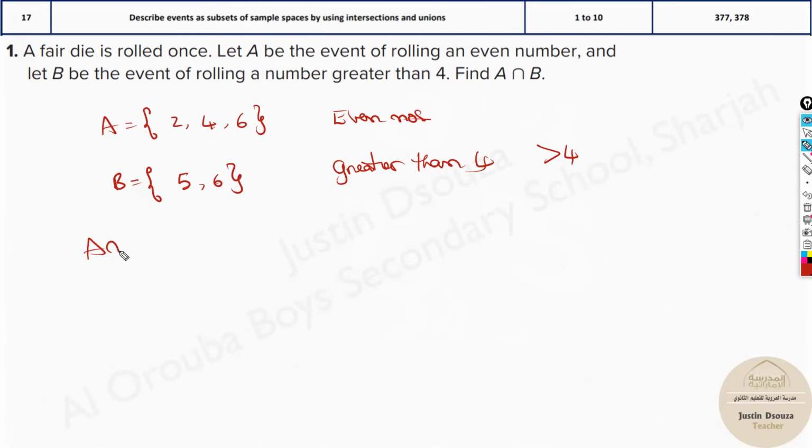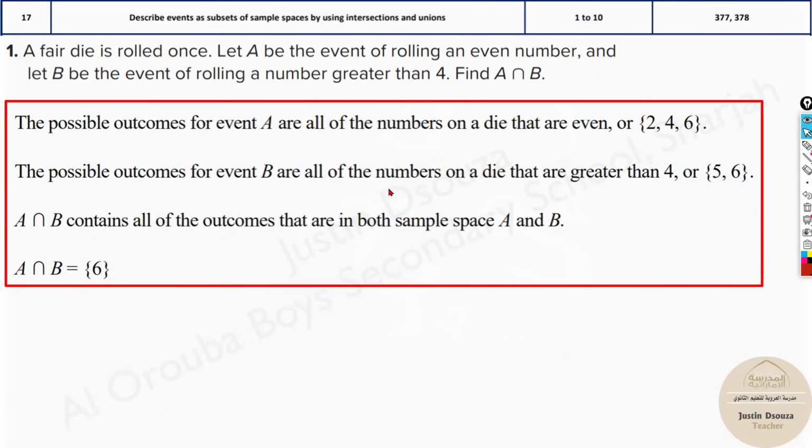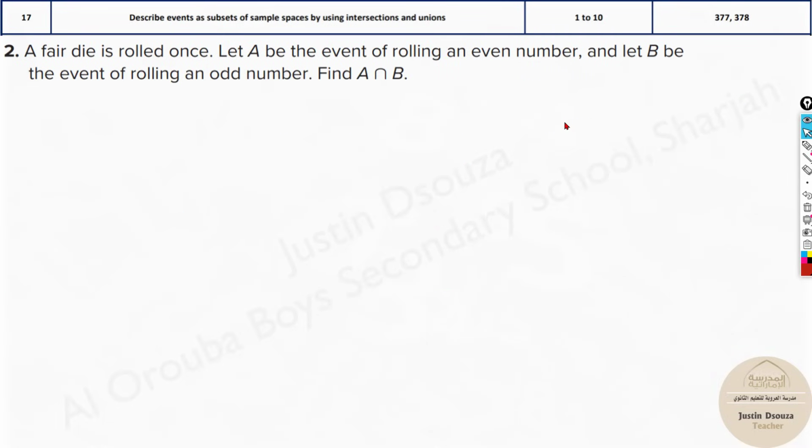Now we need to write A intersection B, that is the terms which are common in both. That is only 6 over here. So that is your answer. A intersection B is 6. And we can see the sample answer as well. They have written the same thing. A intersection B means it contains the outcomes that are in both the sample space A and B. So similar problems are there. Please do try this. Here I will just quickly walk through this.